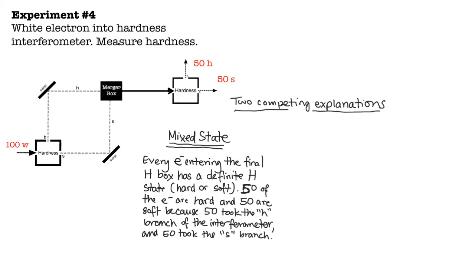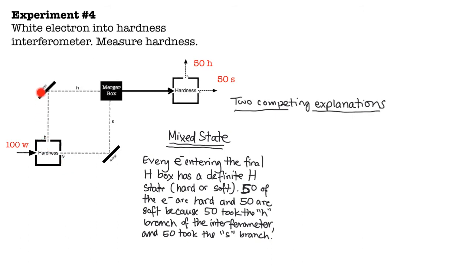This explanation says that when entering the final hardness measurement, every single electron has a defined hardness state because it has already gone through a hardness box. Okay, and it's saying we have 100 white electrons that come in. We know that if you have a white electron in a hardness box, you have a 50-50 chance of coming out hard or coming out soft.